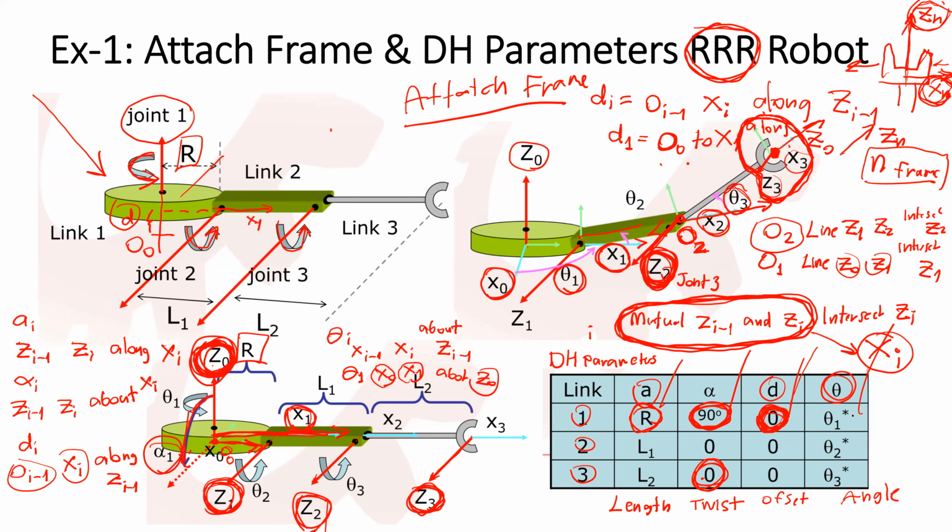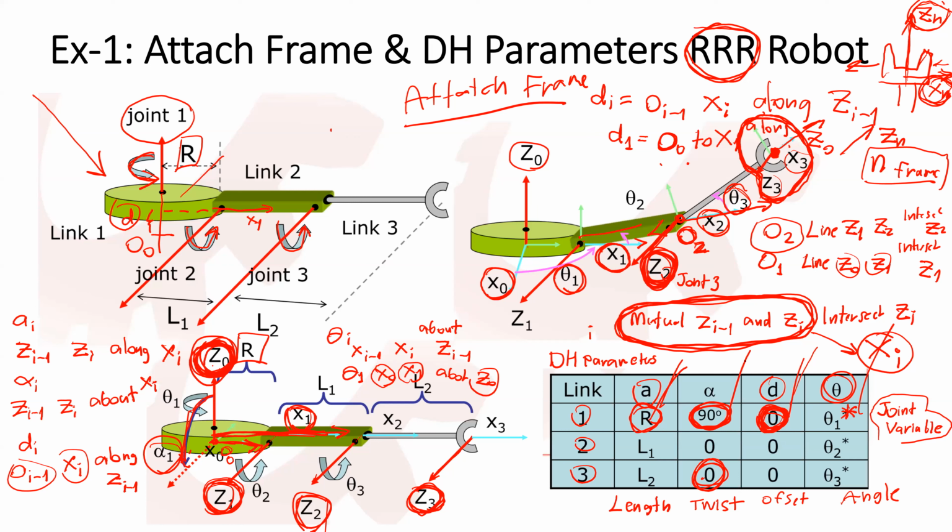I put the star here. The meaning is this is the joint variable. Joint variable means you can use an actuator to drive this angle. You can drive this joint by a motor to change the angle, and it's a joint variable. The other parameter, the radius, is fixed. You cannot change it. It's a parameter of the robot design.